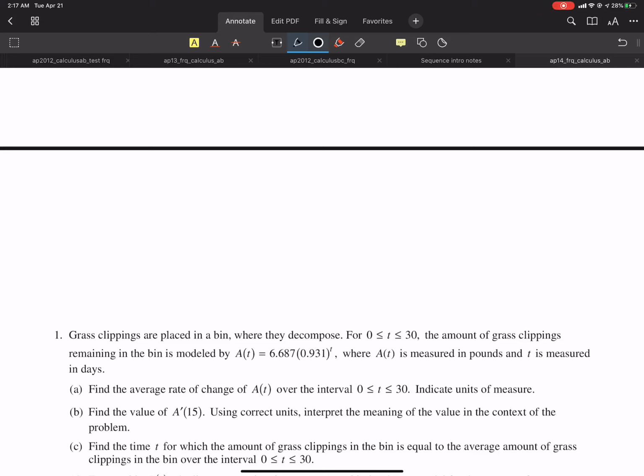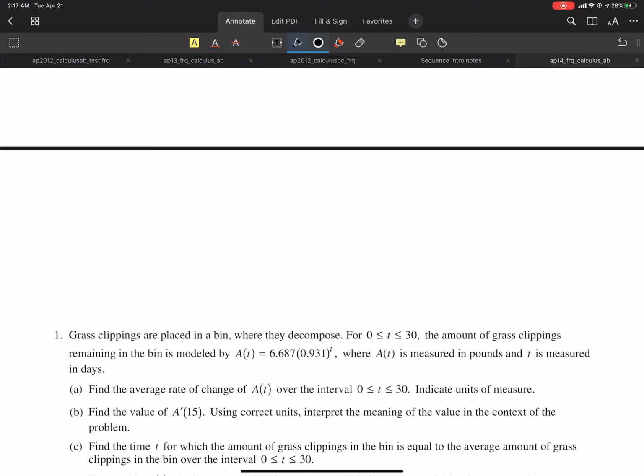Hey everybody, this is 2014 question number 1 for both AB and BC. Our test is less than a month away, so let's keep on persevering. Let's work hard. Make sure we understand the concepts behind everything we're doing. Steps to take.